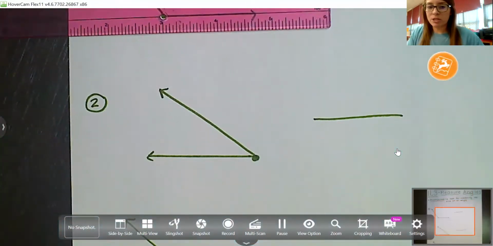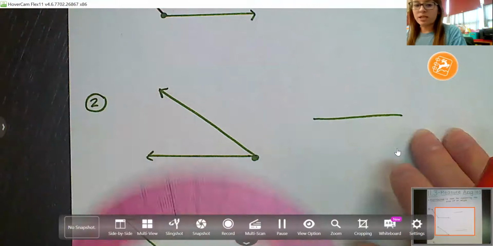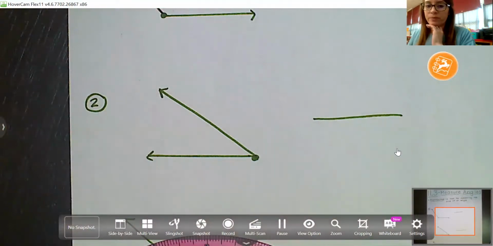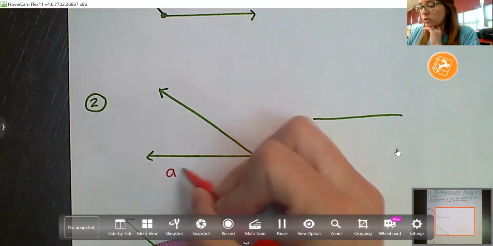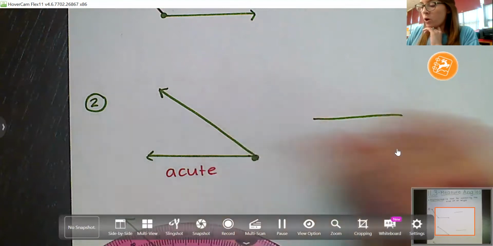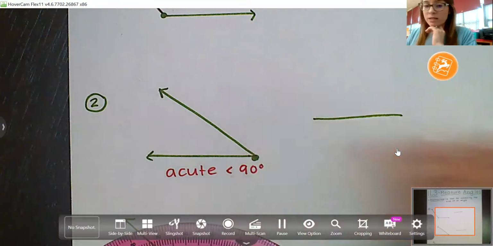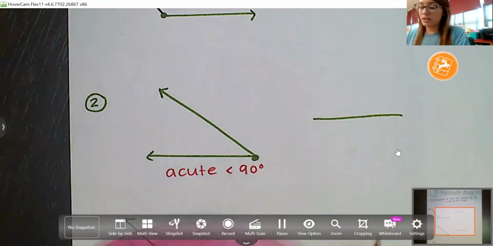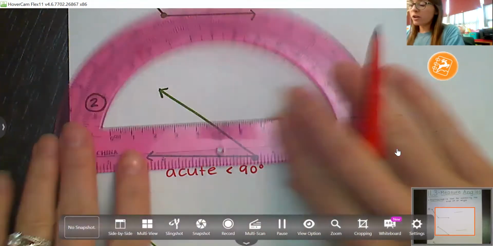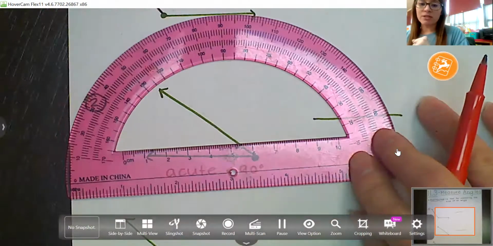All right, look at number 2. What type of angle is this before we get started? Right, this is an acute angle. And we know that acute angles are less than 90 degrees. So that's going to help us when we're looking at these two sets of numbers to figure out which number set we're going to have to use.